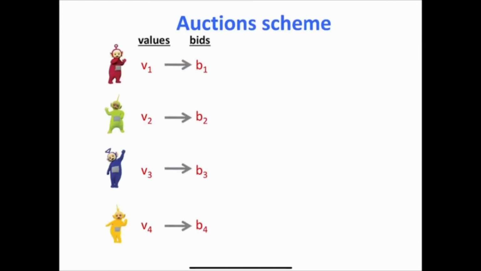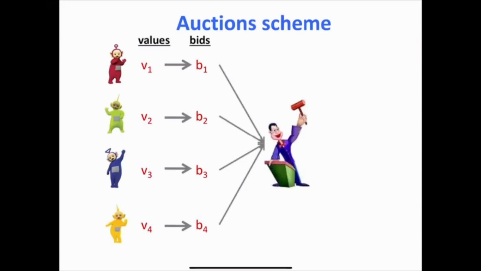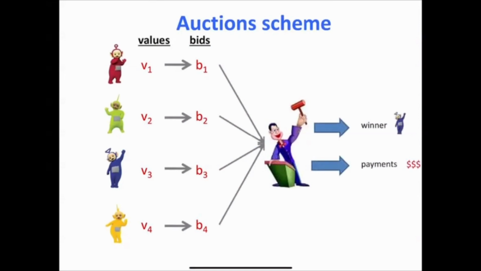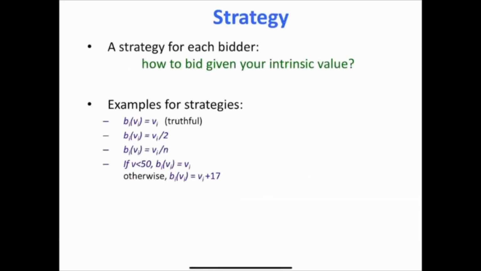If you look at this, you have an intrinsic value for everybody. Think about this as types, right? Then you have the bids, which are the actions, taken simultaneously, and then everybody gets their payoff. If you don't win, your payoff is zero. If you win, your payoff is the intrinsic value minus how much money you have to pay. So if you pay higher than your intrinsic value, you get a negative payoff. You would rather not win. So how to bid given your intrinsic value?